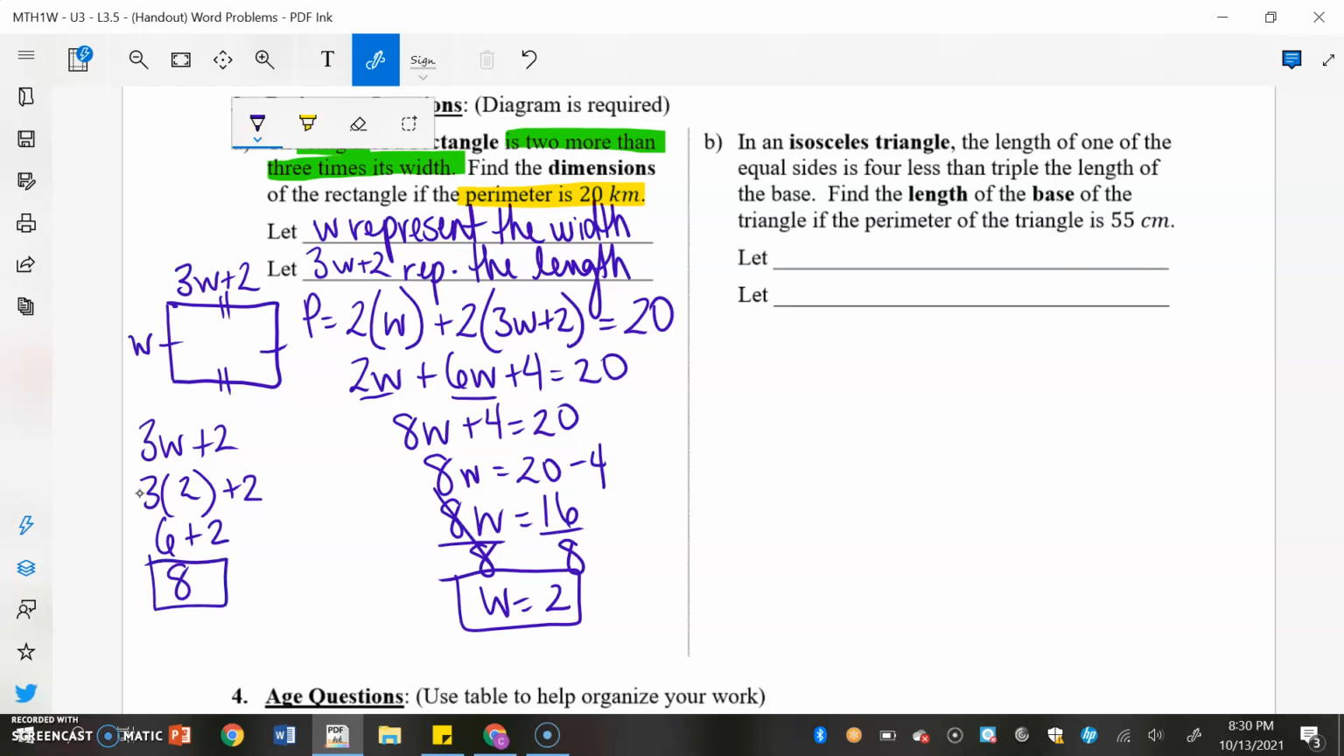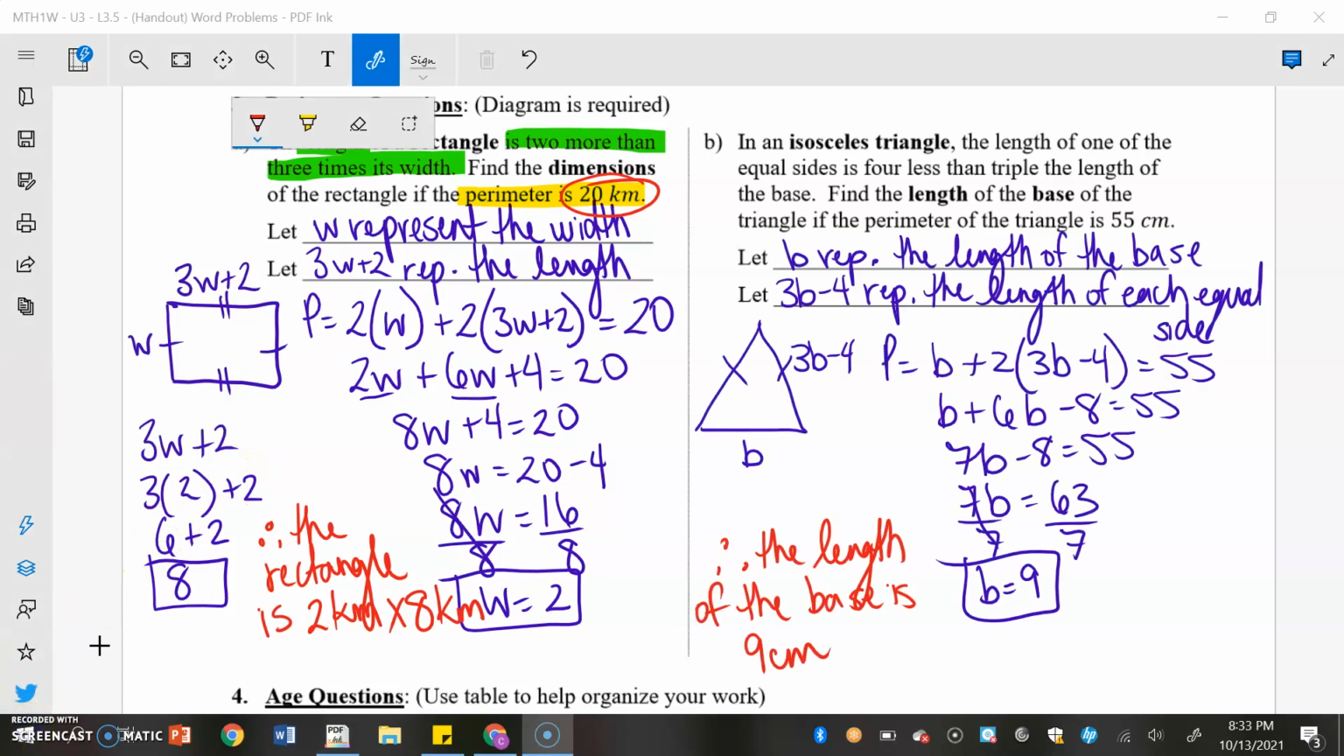Now be careful in your concluding statements that you write the units as well. So we would say, therefore, the rectangle is 2 kilometers by 8 kilometers. The unit was given to us in the question. Now I invite you to pause the video and try part B on your own. And here is the full solution for part B.